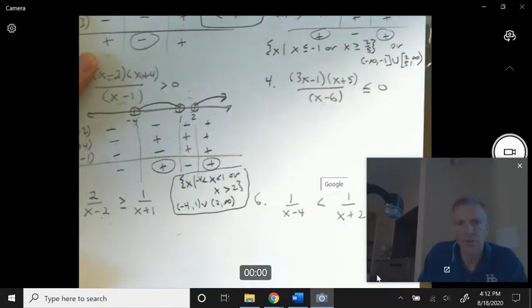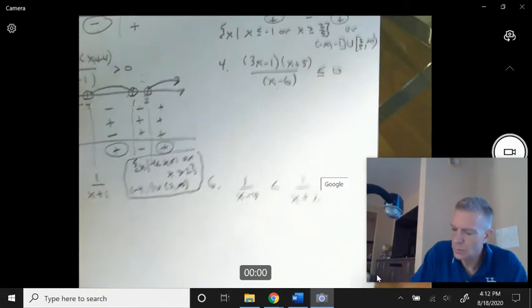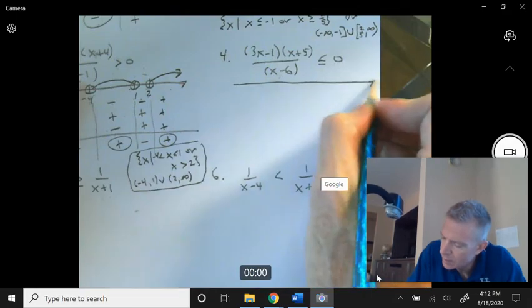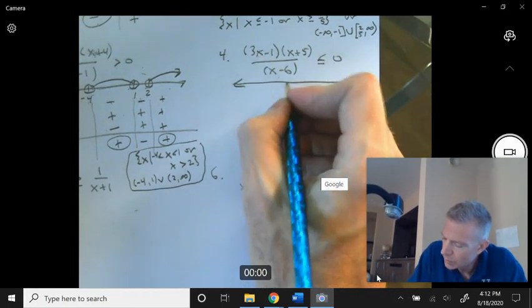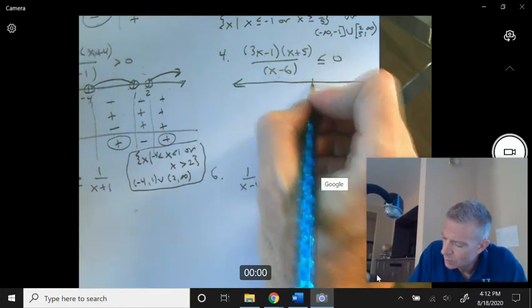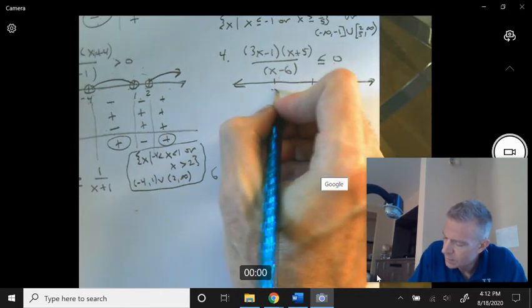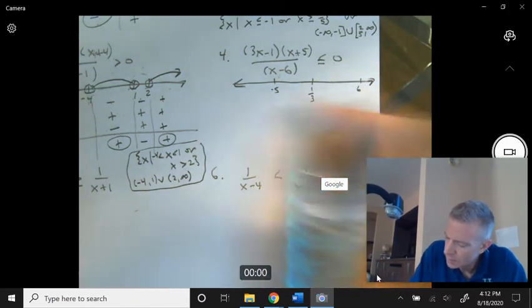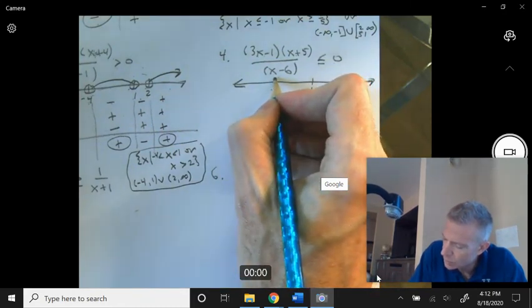And let's do this one. There's one more unique thing that comes up in this next problem. Okay. So we've got, let's find our critical values. That would be 1/3. That would be -5. That would be +6. Okay, now this would make you think they're all closed circles.